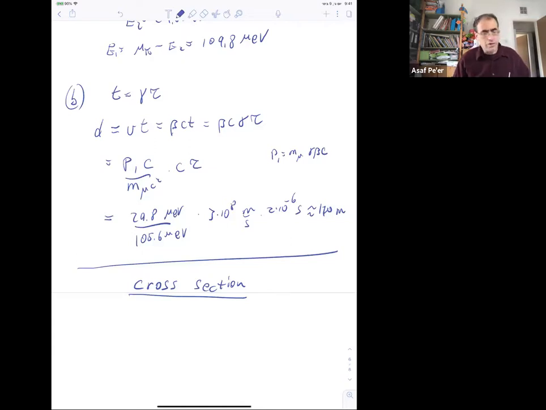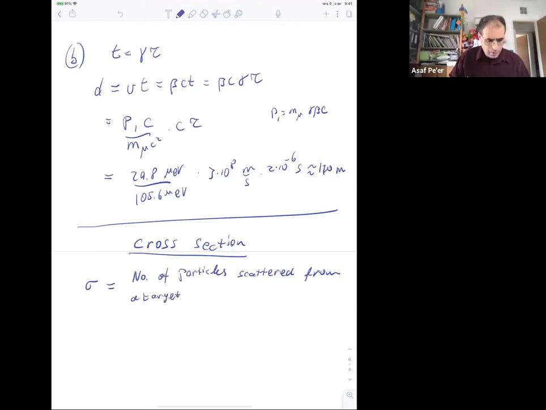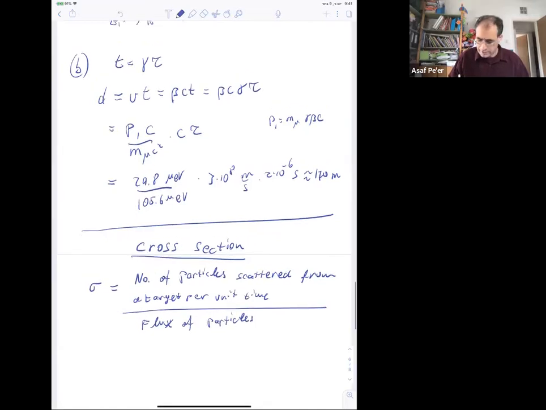Okay, so let's make a small visualization of the idea of a cross-section. Remember, the cross-section is something which is relevant for a given process and is defined as the ratio of the number of particles that are being scattered from a target per unit time, divided by the flux of particles hitting the target.